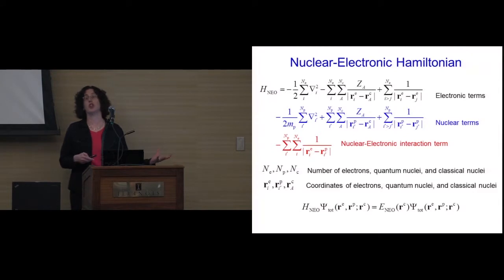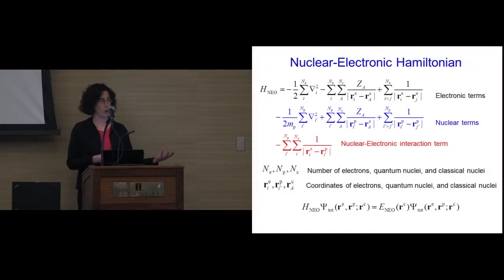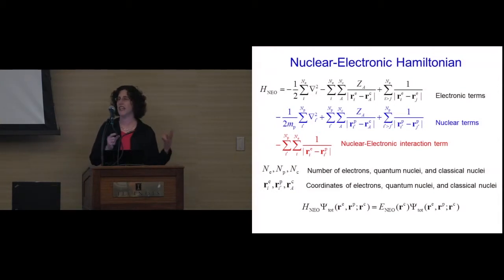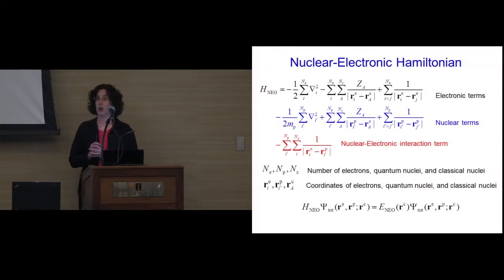It's the same Schrödinger equation I showed you before, except now we've taken a few of the nuclei and we call them RP. Those are protons. They're being treated quantum mechanically, and they're put on the other side of the semicolon. So now our wave function depends explicitly on the electron coordinates and the coordinates of those special quantum nuclei.